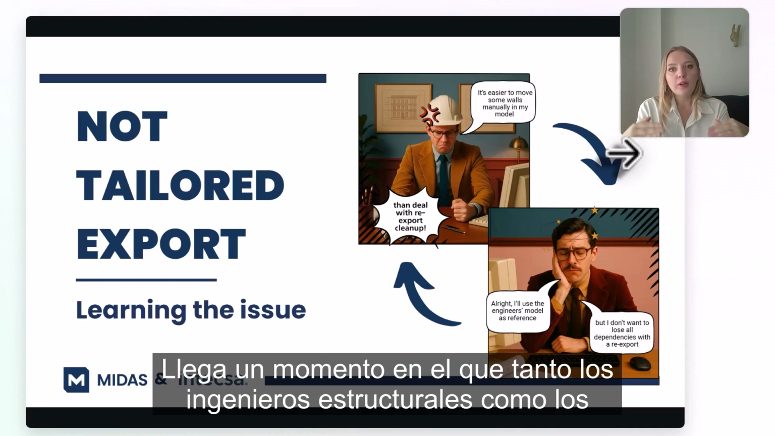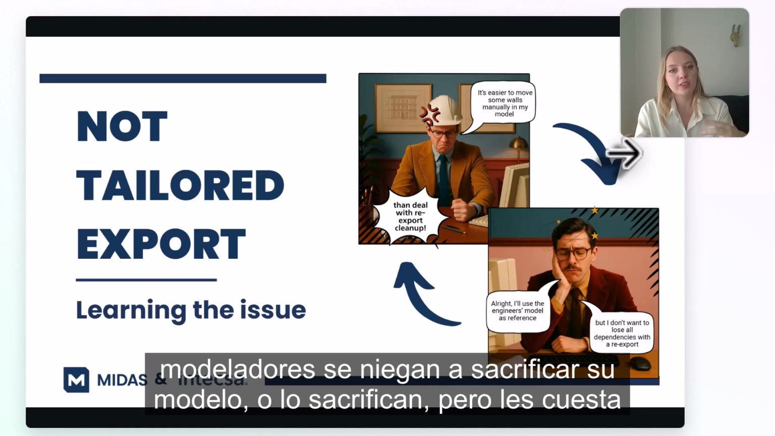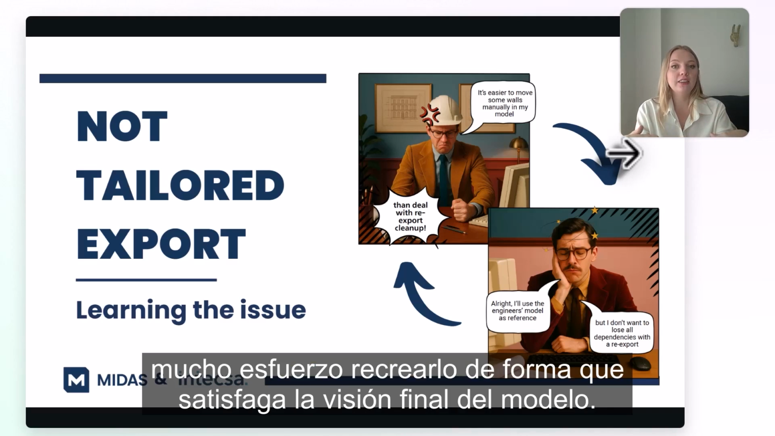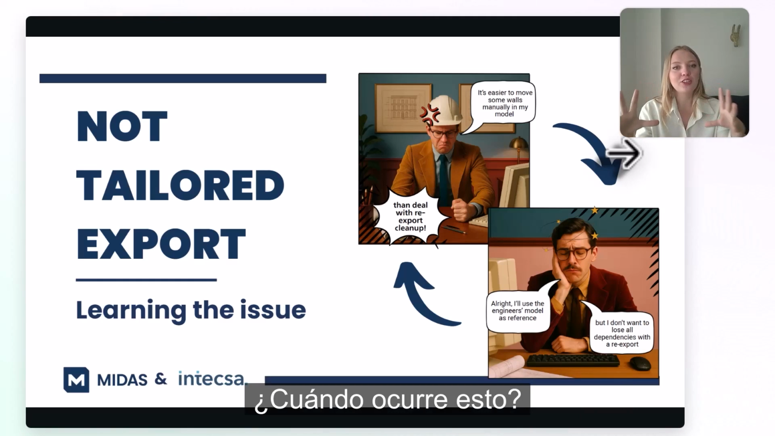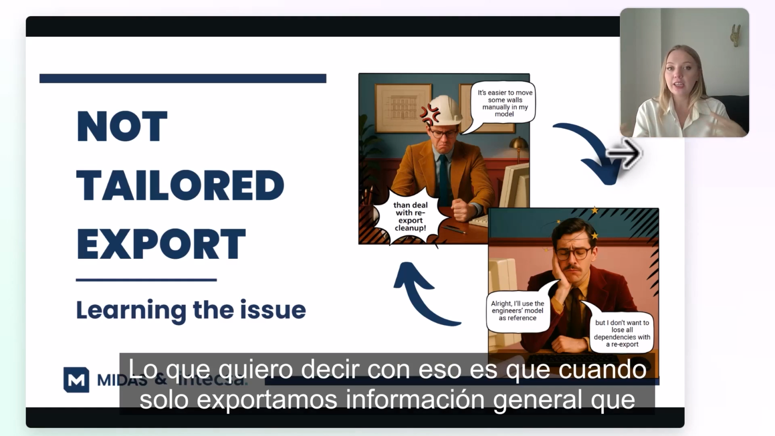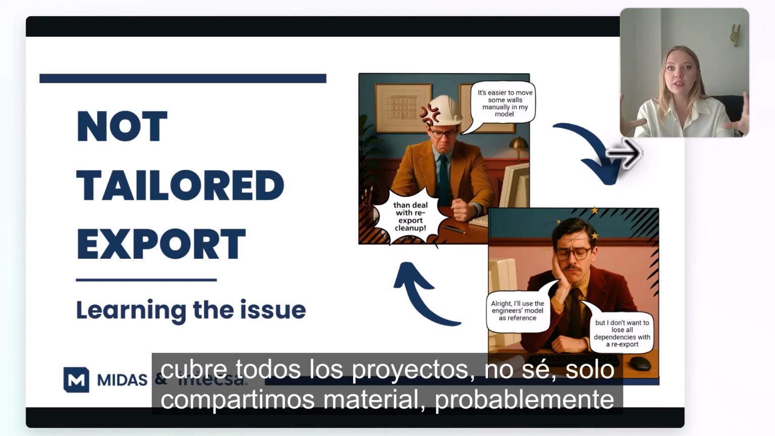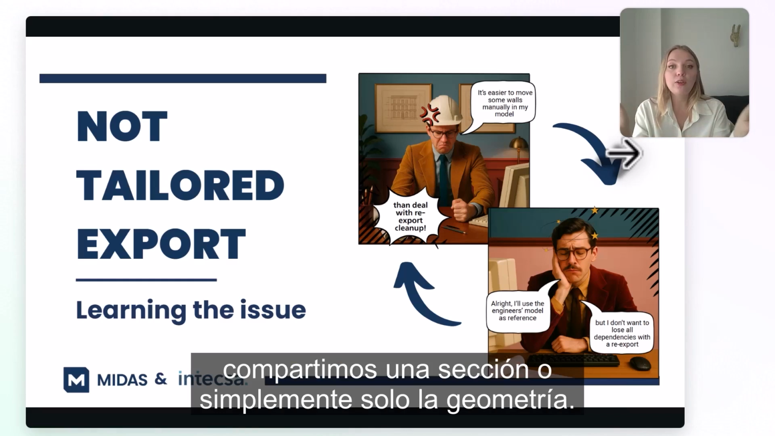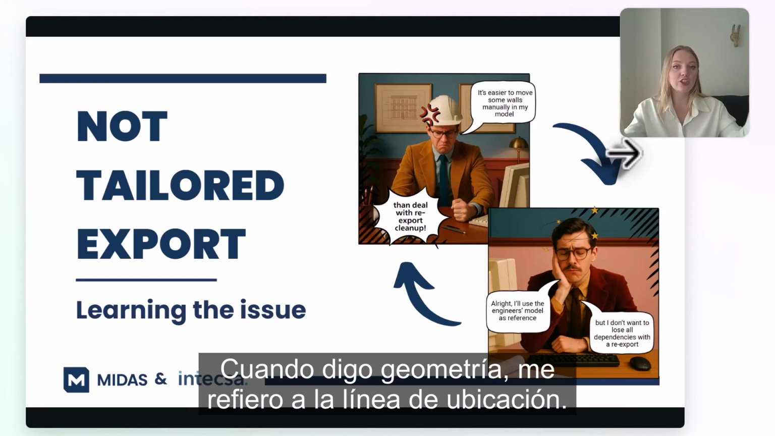It comes to the moment when both sides, structural engineers and modelers, refuse to sacrifice their model, or they sacrifice, but it takes a lot of effort to recreate it in a way that satisfies the final vision of the model. This happens because the export is not tailored. When we just export general information that is common for all projects, like material, section, or simply only the geometry, and when I say geometry, I mean the location line.